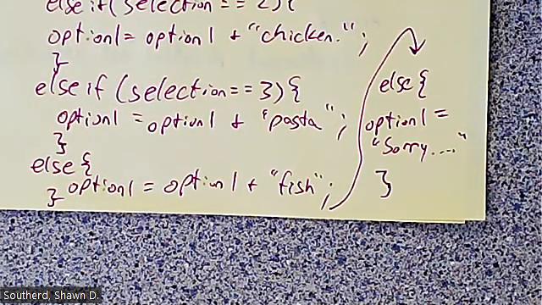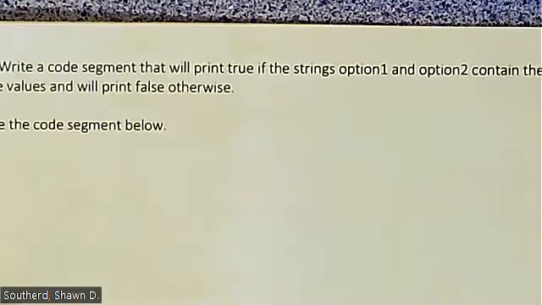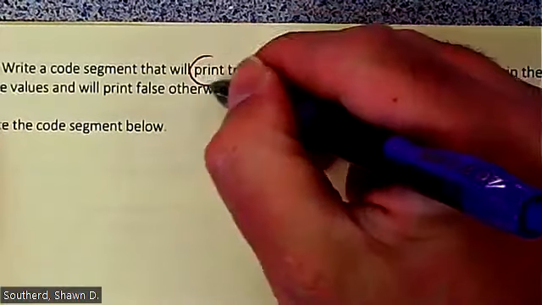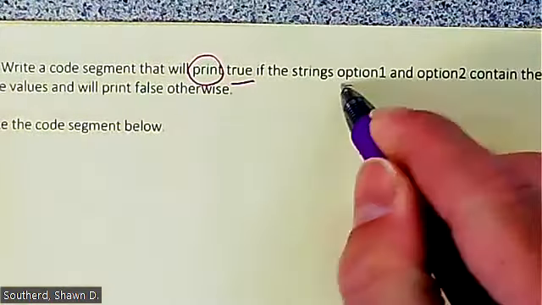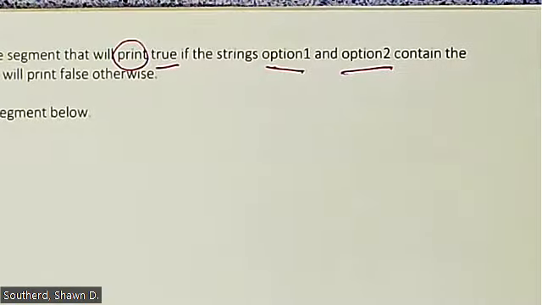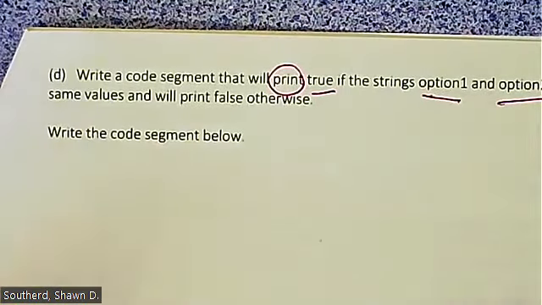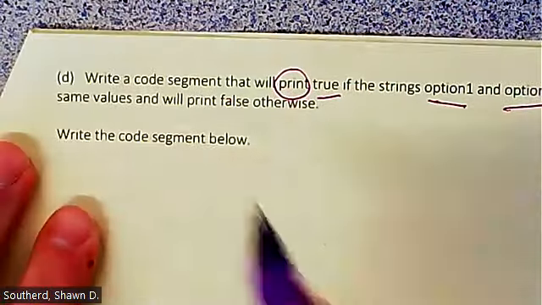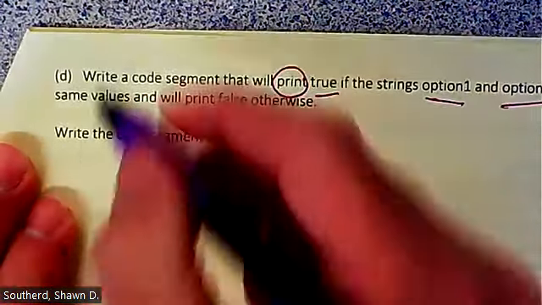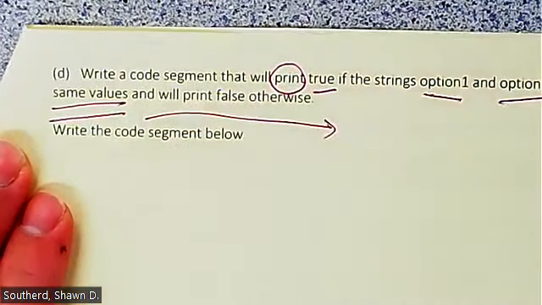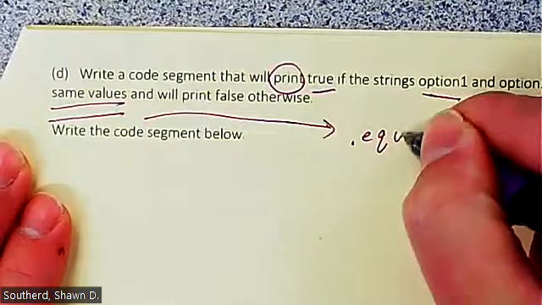Okay, last one for option D. This one, they just want us to write a code segment that will print. So in this case, there's that word print. True if strings option 1 and option 2 contain the same values, and will print otherwise. Okay. So here, they're testing you kind of on the if statement, but more importantly, check this out. Whether they contain the same values. So what method shall we use there? We should use dot equals.